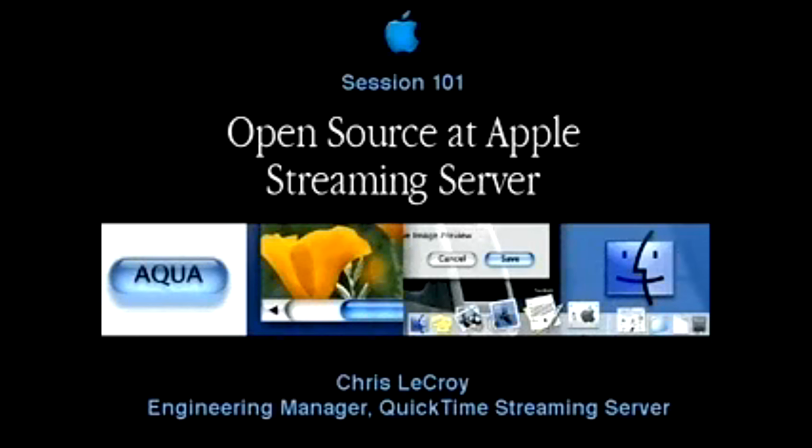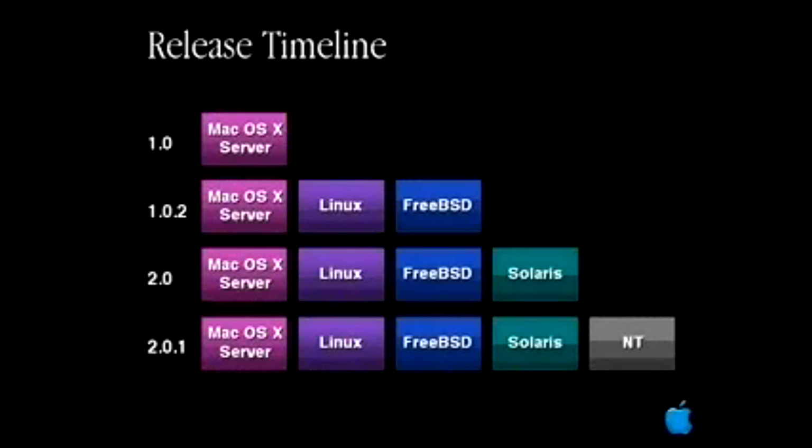All right, thanks, Fred. So I'm going to talk real briefly about what we've been doing with the streaming server for the last year. Starting with last year, we came out with the initial release of Darwin streaming server on macOS 10. And that was pretty big news. It was the first open source, totally open standard, free streaming server on the planet. And a year later, it still is. With 1.0.2, we added support for Linux and FreeBSD, and soon followed that with a 2.0 release that added support for Solaris. And last month, we announced support for NT, which should be ready in just a few weeks. We're still cleaning that up a little bit.